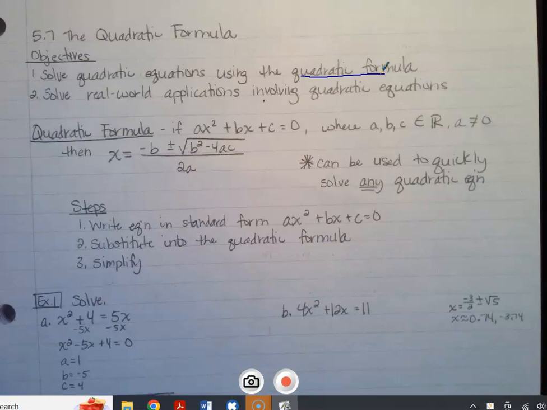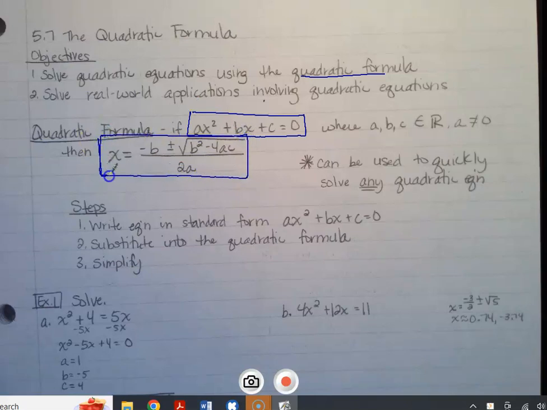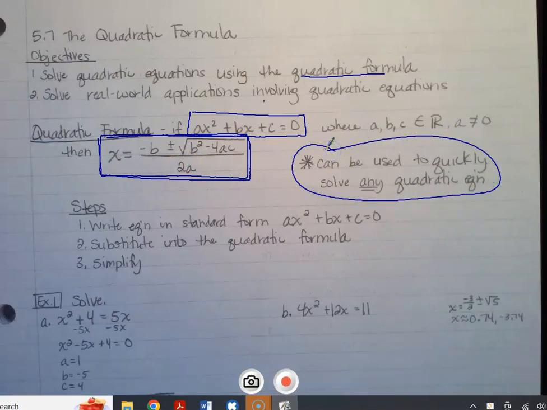All right, so first of all, the quadratic formula is if ax squared plus bx plus c equals 0, where a, b, and c are all elements of real numbers. Then this is the quadratic formula right here. We're going to plug numbers into this formula. Negative b plus or minus the square root of b squared minus 4ac divided by 2a. This can be used to quickly solve any quadratic equation.